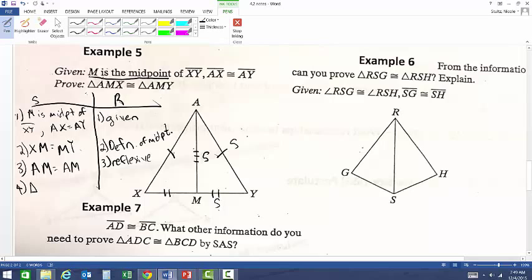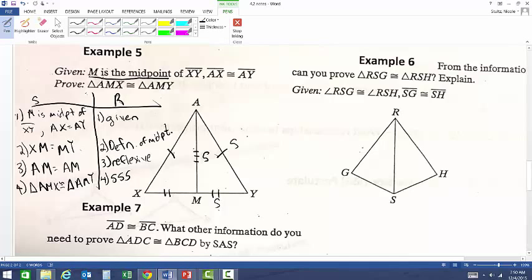So we are going to write that triangle AMX is congruent to triangle AMY because of the SSS theorem. And that's it. You're done.